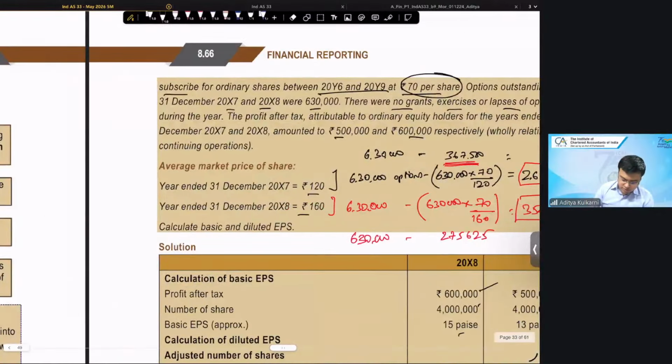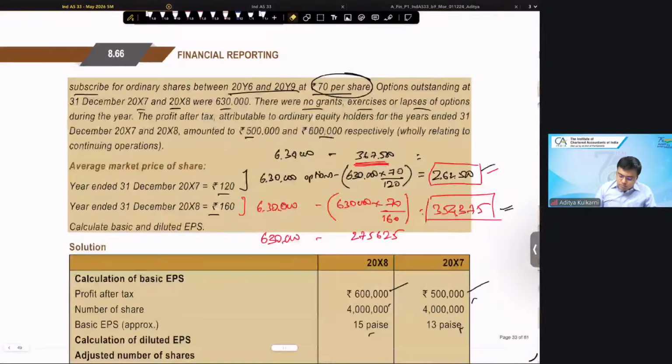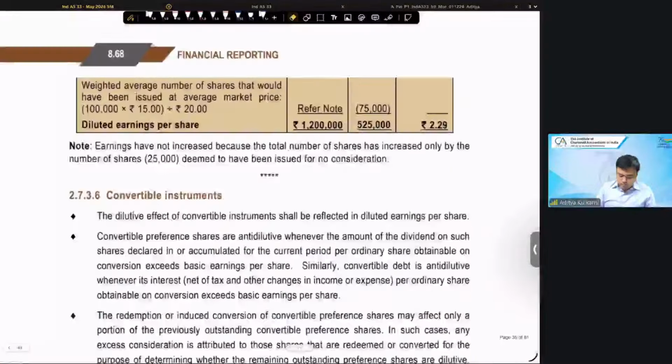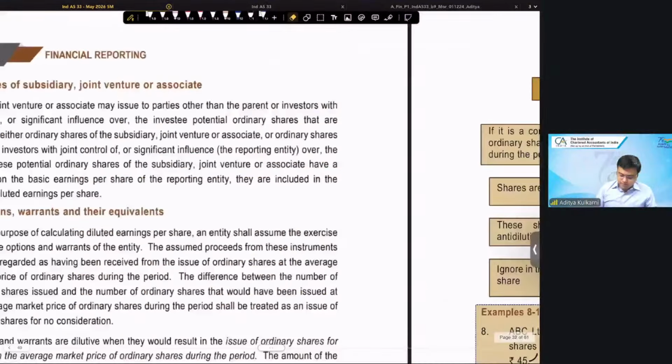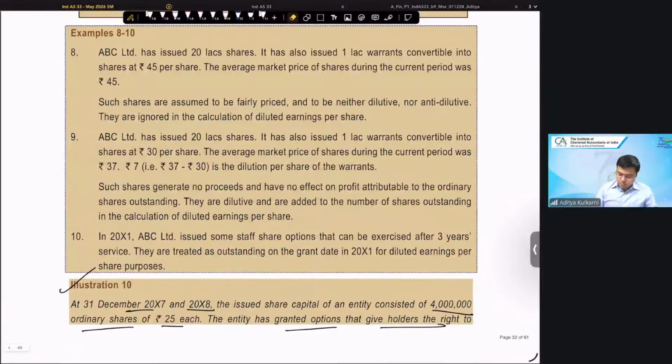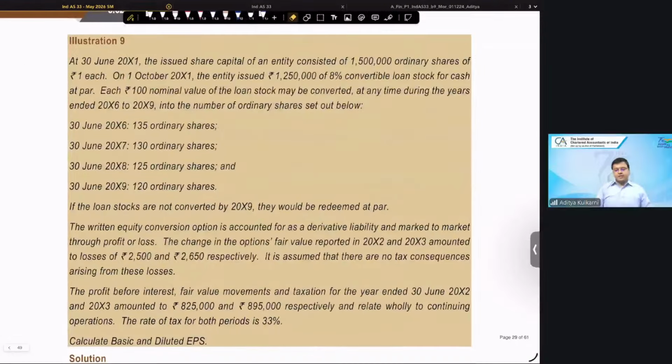Illustration 10. Okay, fine. We pick up this question. It's a simple question with multiple conversion terms. And what did I say? You will have to take those conversion terms which maximize the potential shares.